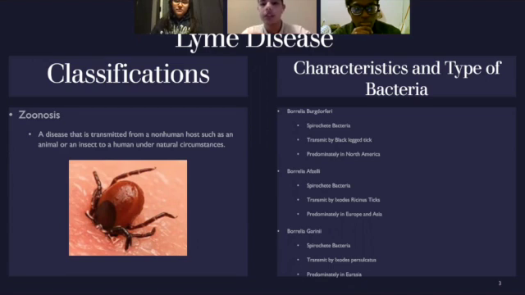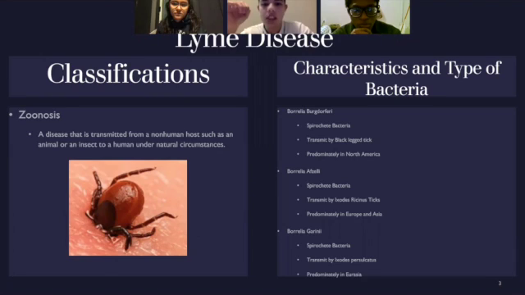Now, there are different characteristics and types of these bacteria. We listed 3 different types of the bacteria that are known. The first one that I'm going to talk about is Borrelia burgdorferi, a spirochete bacteria. That's the shape that the bacteria has. It's transmitted by the black-legged tick, which is a parasite, and it predominates in North America.